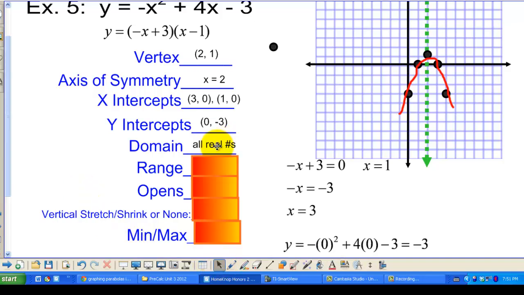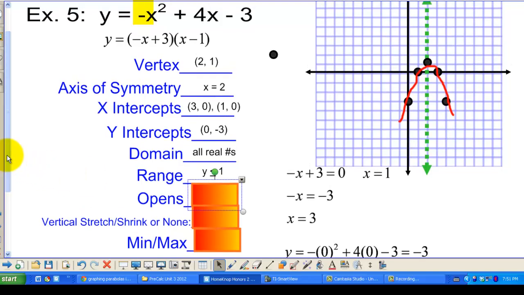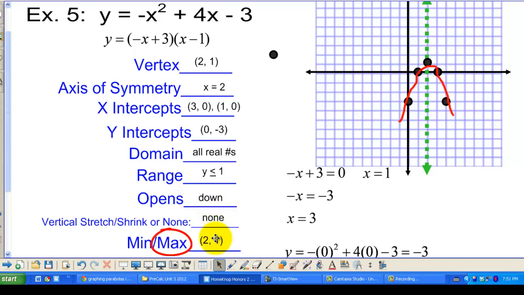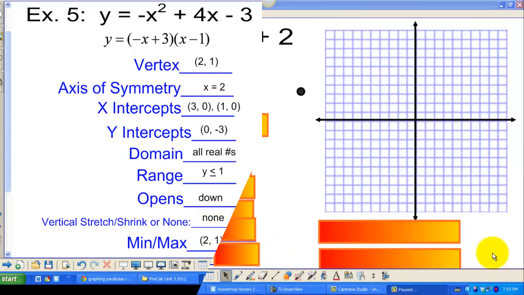Finishing the rest of the work, I know that my domain is all real numbers. My range is all of the y values less than or equal to 1. I know that this opens down not just by the graph, but because the coefficient on x squared in y equals negative x squared plus 4x minus 3 is negative, so that opens down. Because that coefficient is 1, I do not have a vertical stretch or a shrink. And I do have a maximum value at the vertex 2, 1.